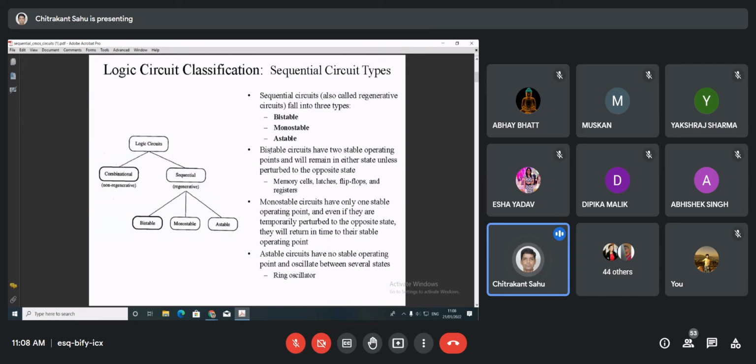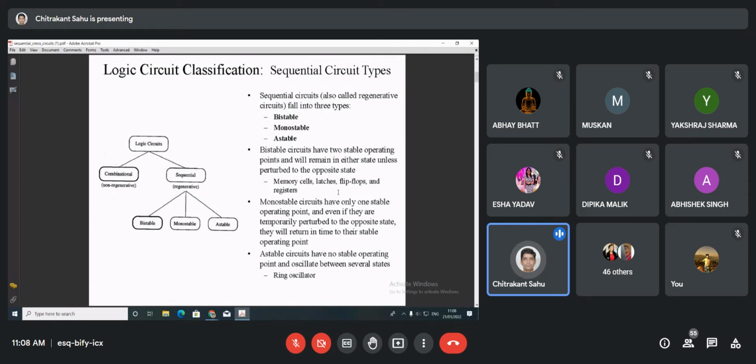So the bistable circuits, what do we mean by bistable? From the name you can interpret by yourself that bistable circuits have two stable operating points and will remain in either state unless it is changed from the input. Like a CMOS inverter has two states, either logic 0 or logic 1, and both are stable states. And by providing suitable input, we can change the state.